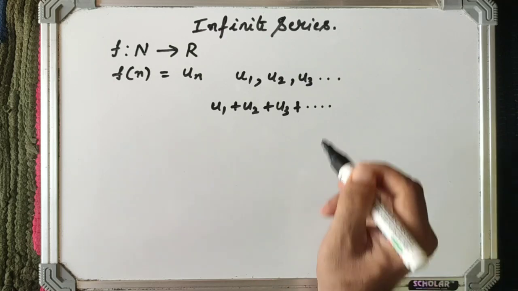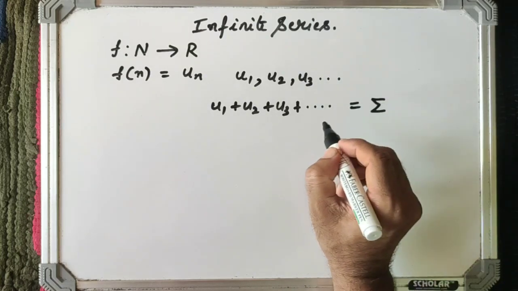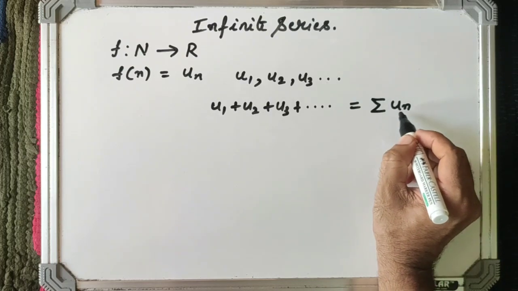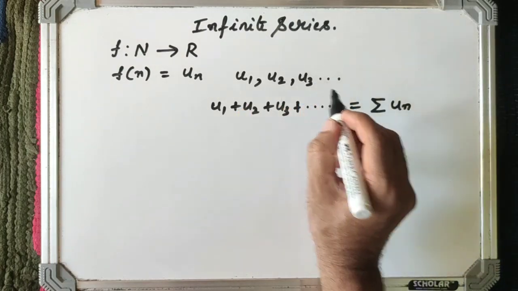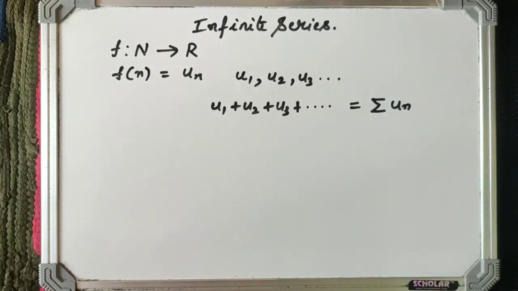We can write this using sigma notation. You can write it as summation un, where un is the nth term of the sequence. So this is known as the series. In your syllabus, we need to test the nature of the series, whether the series diverges or whether the series converges. So we have to discuss two methods here, two tests.